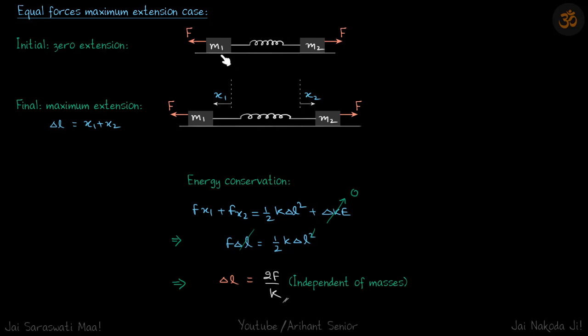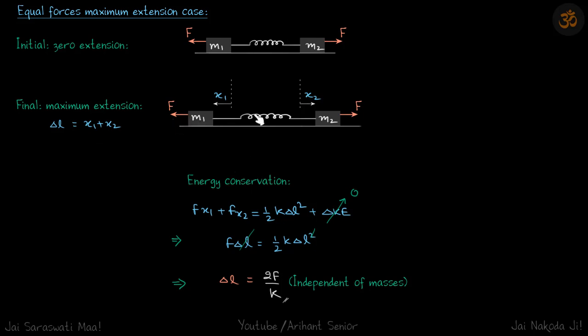Which means the maximum elongation, whenever it occurs, both the particles will be at their maximum distances from the center. So let's say M1 has moved by distance x1 from its initial position, and M2 from its initial position has moved x2. So initially there was 0 extension. So if this has moved by x1 and x2, the maximum extension in the spring is now x1 plus x2. So we'll do energy conservation.